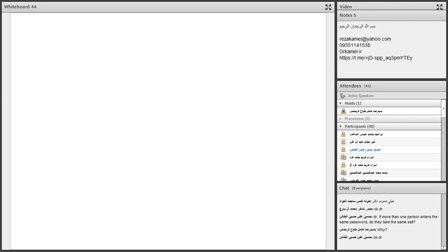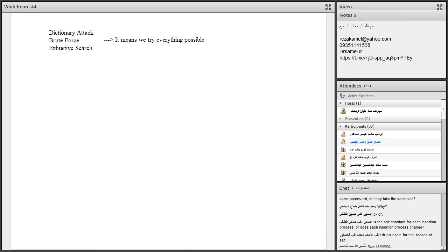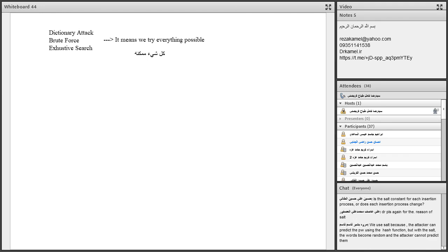When we say dictionary attack or brute force attack or exhaustive search, it means that we try everything possible. In Arabic you say كل شيء ممكن. Okay, this is the way of attacks.